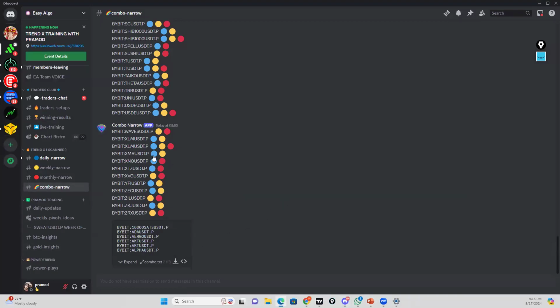So XLM, for example, is one that has all three. In the combo narrow right there, you see it's got the blue, the yellow, and the red. So instead of downloading the list, just look at that one.